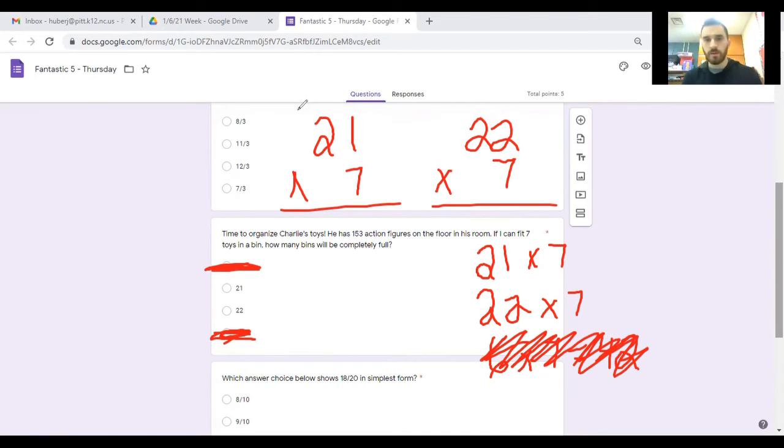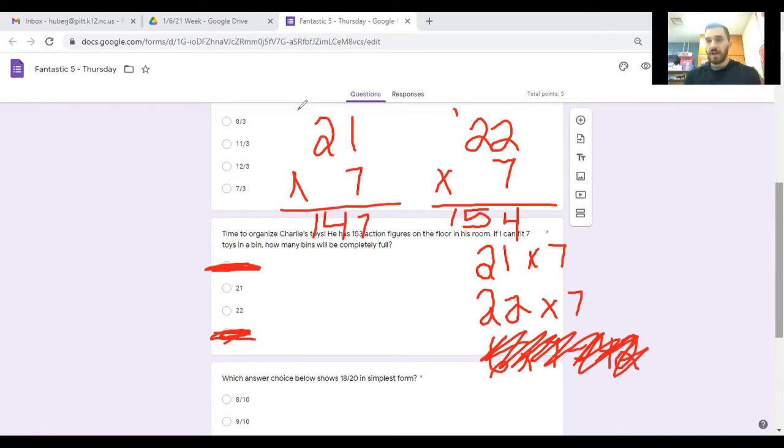So I'll start with 21. In the ones place, if I go 7 times 1, I get 7. 7 times 2 in the tens place gives me 14. And then if I go over to 22 full bins, 7 times 2 gives me 14. 4 stays, 1 goes. 7 times 2 once again gives me 14 plus 1 gives me 15.